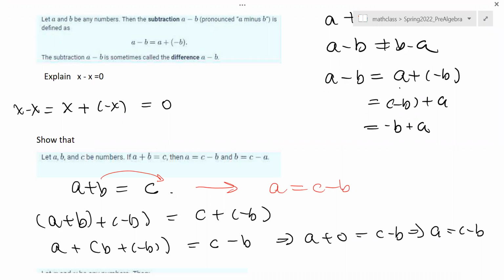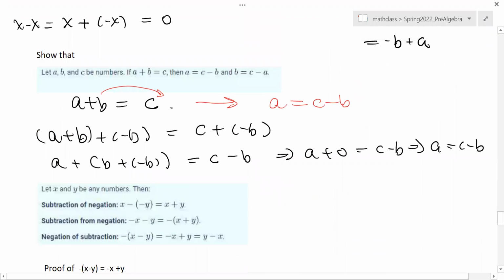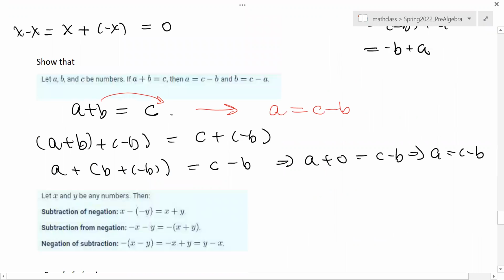All right, that's the subtraction. So now we have certain rules. I'm going to mention those certain rules in the subtraction. Those are the rules we have to understand.